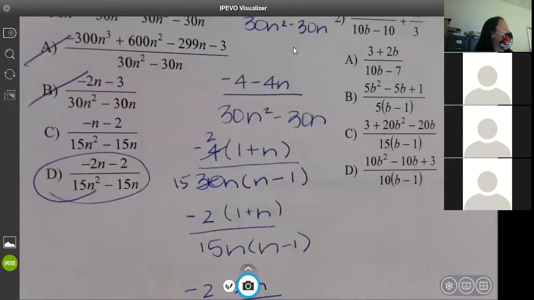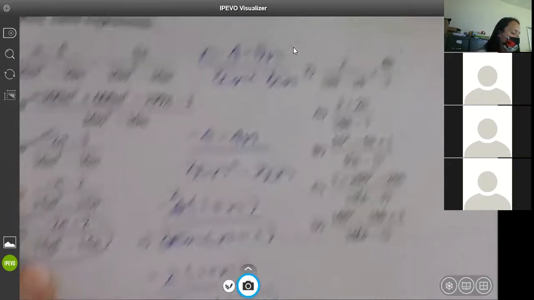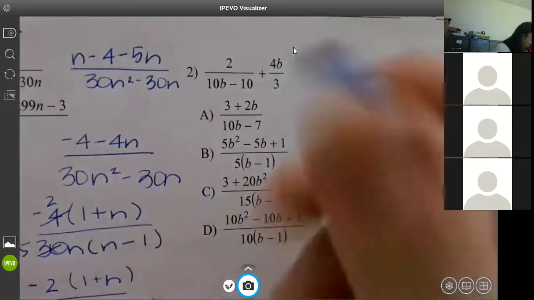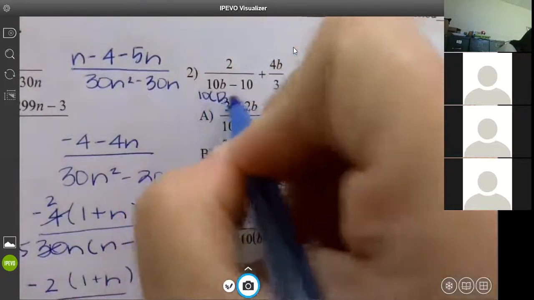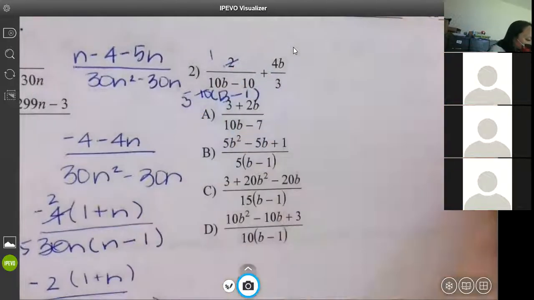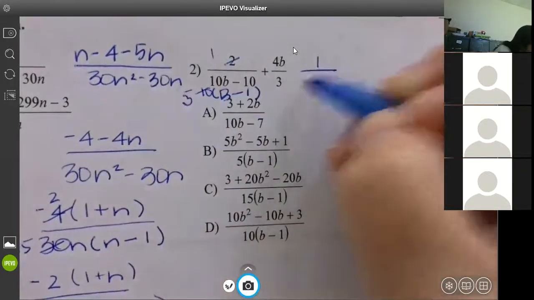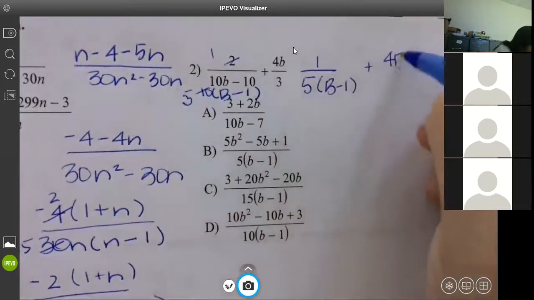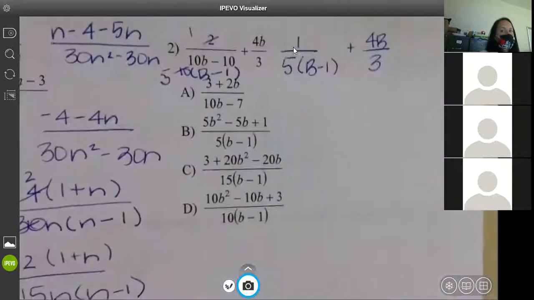All right, look at every point, and then if you don't have it, see what you can do. All right, what's your common denominator for number 2? First of all, what can I do? Yeah, take that 10 out. And the reason that I would do that is to make it a little bit easier on you guys. So your 2 will turn into 1 and 5. So what you're actually doing is 1 over 5b minus 1 plus 4b over 3. That's the actual problem you're doing.